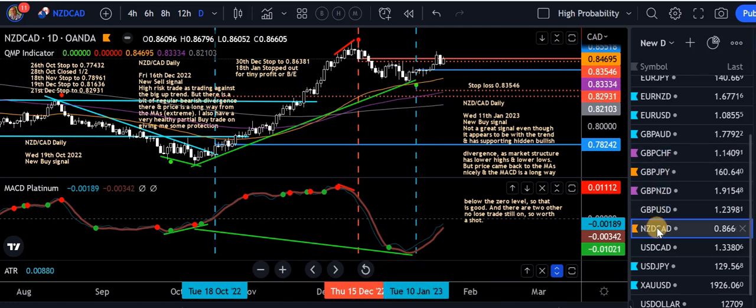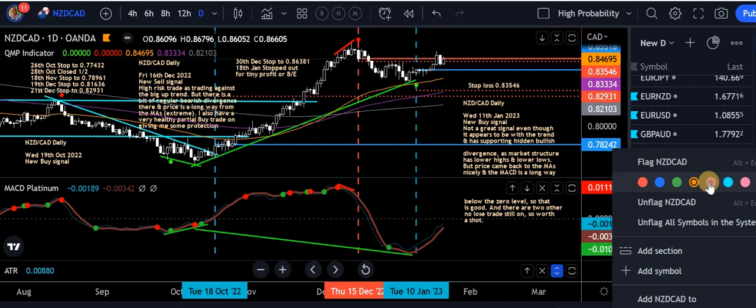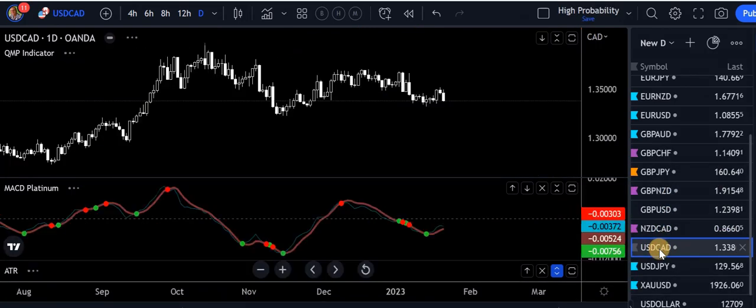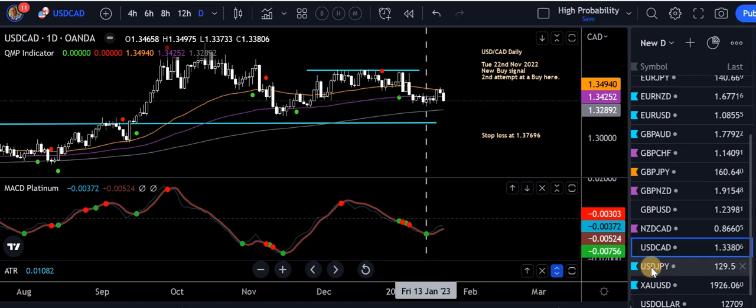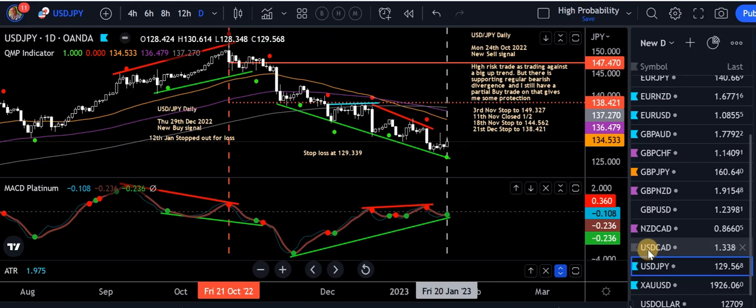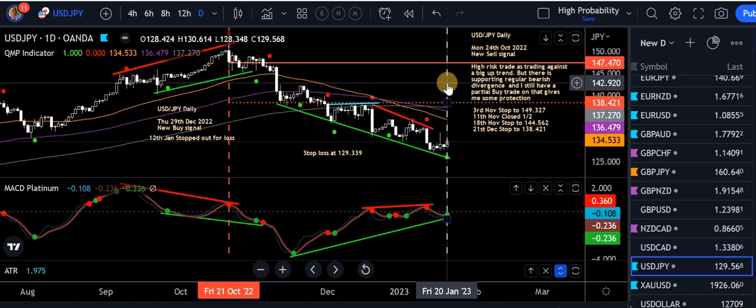That's New Zealand CAD, so I'll tidy that chart up. Just stop that on the sell for a tiny profit. USD CAD, nothing happening. That's one of the tough pairs to trade. USD Japanese yen, this is another one. There's a buy signal on Monday, sorry.